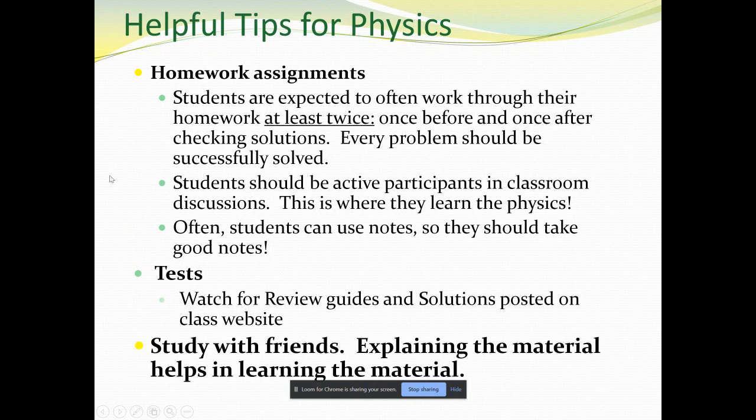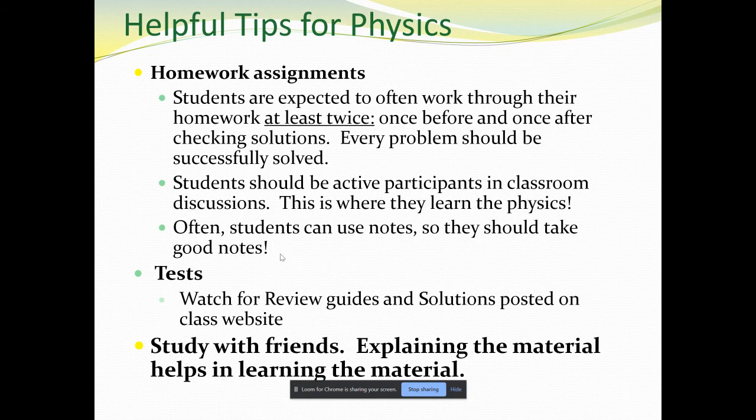And then let's see, homework assignments. We already discussed this, that the plan is that every problem they're going to have successfully solved, and that may oftentimes require them to do problems at least twice. Again, they should expect that when we have Zoom sessions, they're active participants, paying attention, taking notes, asking questions when they have them.